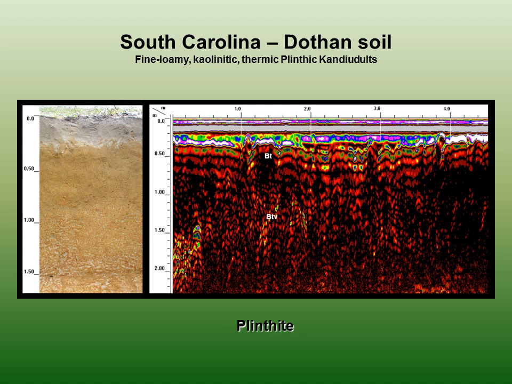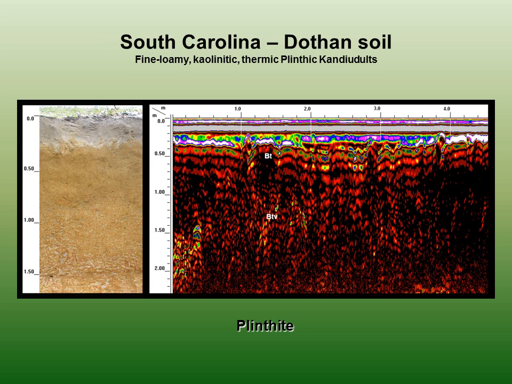Plinthite is an iron-rich, humus-poor mixture of clay with quartz and other minerals. Plinthite irreversibly hardens upon exposure to repeated wetting and drying, and therefore restricts water movement and the penetration of roots. On the soil profile below a depth of 90 centimeters, the darker colored bodies are plinthite nodules.